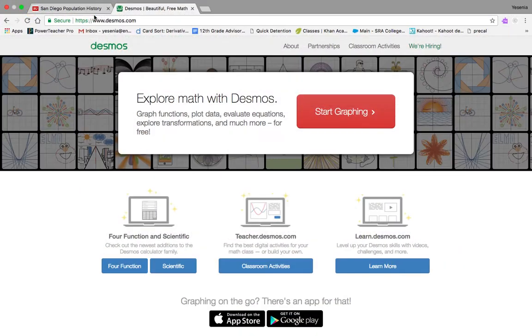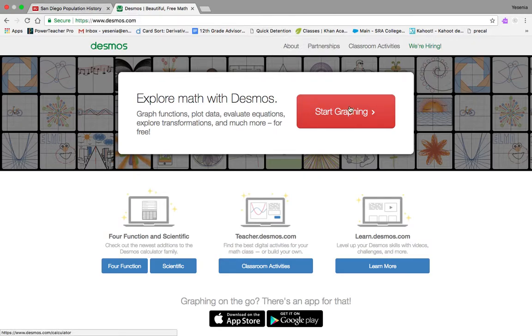Okay, first thing you want to do is go to the Desmos website and click Start Graphing. But that's after you have your data, which you should have after benchmark 2, when you fill out those data tables. Then you can start inputting your data into Desmos.